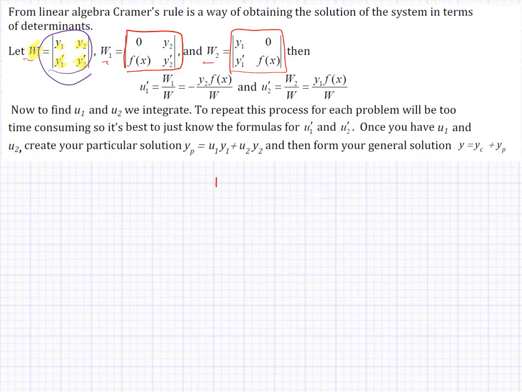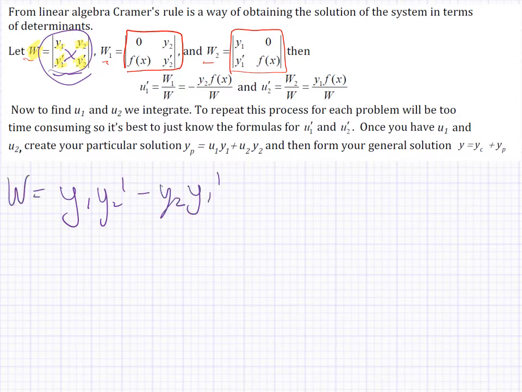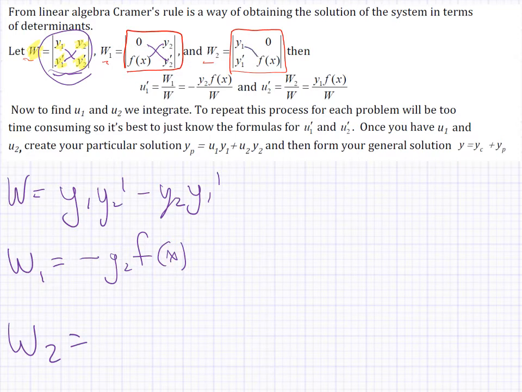So if we look at those three determinants, let's look at the first determinant here. We take this times this minus this times this. So that's going to give me y1 y2 prime minus y2 y1 prime, and that's your W. Okay? Then you have W1. W1 would be this times this, which would give me 0, minus this times this. So we're just left with minus y2 f of x. Okay? And then W2, same idea, this times this minus this times this. So the second one is 0, so we just get y1 f of x.